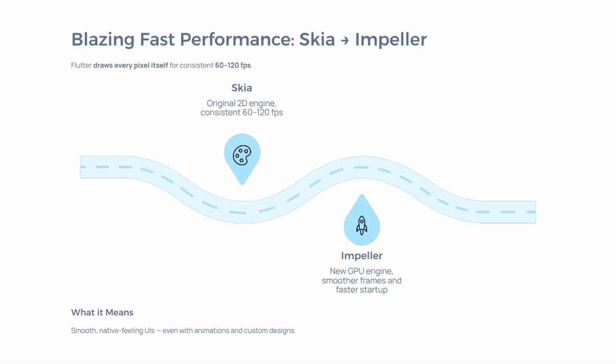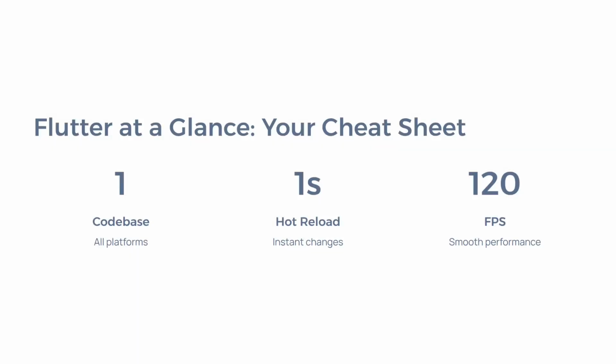And the next one is the Flutter rendering engine. Flutter's performance comes from its rendering engines. Originally, Flutter used Skia, a 2D graphics rendering engine that delivered a consistent 60 to 120 frames per second. Now, Flutter is transitioning to Impeller, a new GPU-accelerated engine that's even faster and smoother, which will make us feel native.